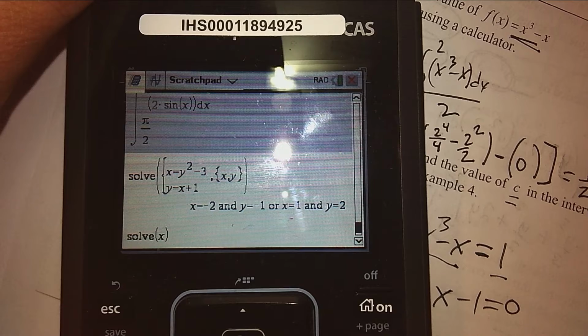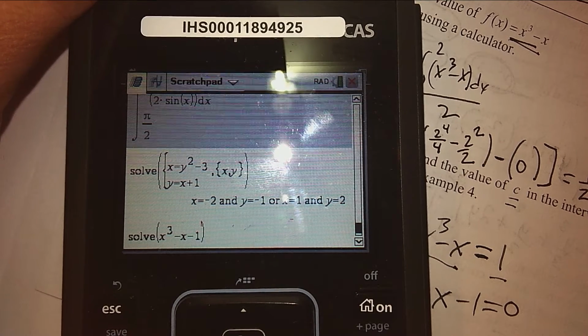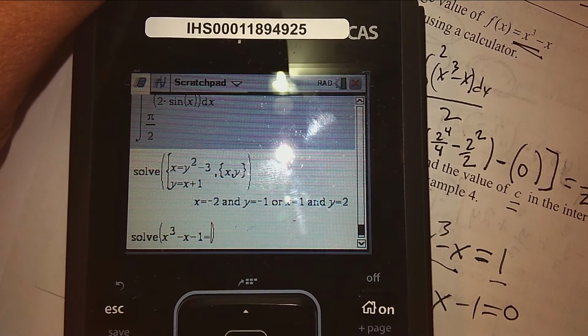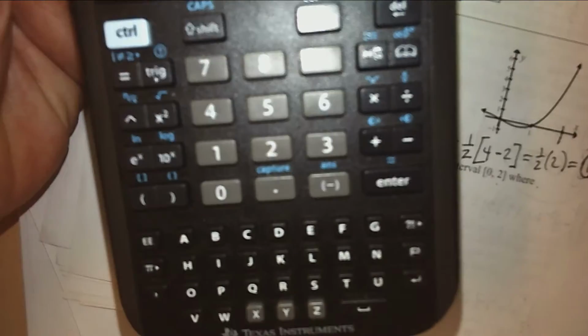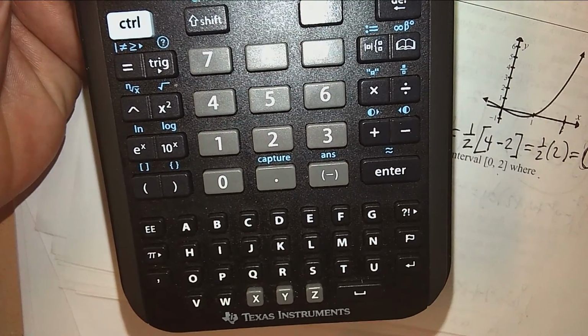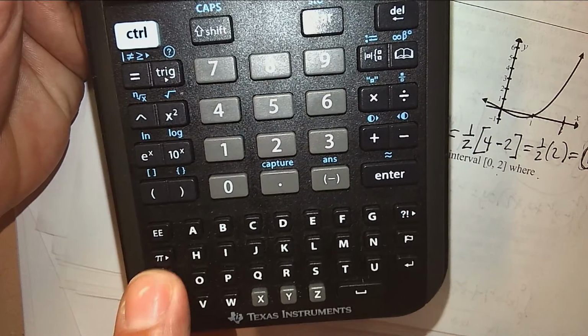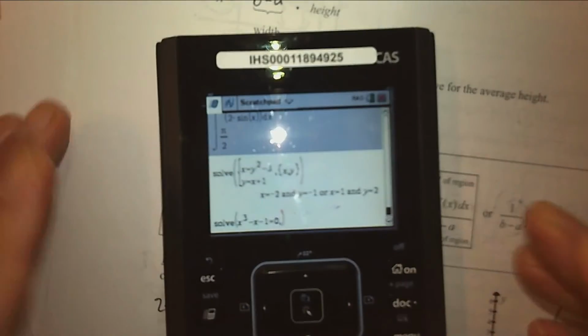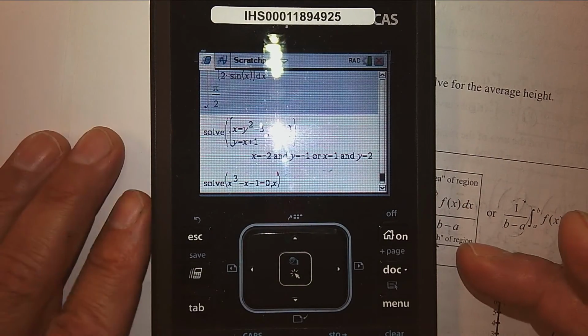X cubed, move the cursor, subtract x, subtract 1. Now that's not enough. We've got to make it equal to 0. Still not enough. Comma. Remember the comma is underneath the pi, way down here in the bottom left. The comma tells the calculator what letter to solve for. So comma, and then come back here and put in the letter x, because that's what you're solving for, and now you're ready to press enter.